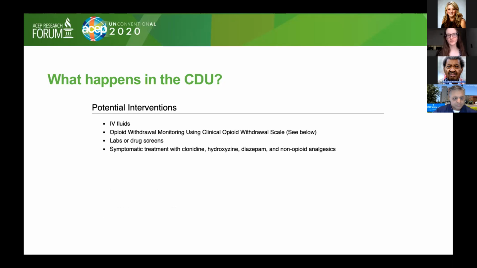So what can we do for patients with opioid use disorder in the CDU? One of the main things we can do is track the progression of their withdrawal using the Clinical Opioid Withdrawal Scale, the COW score, for those of you who aren't familiar. There is decided benefit to delaying the initiation of Suboxone until the onset of objectively evidenced signs of withdrawal, so as not to precipitate withdrawal in a patient who hasn't already crossed that threshold. They could also receive any necessary lab or drug screening, and then most importantly, and I think this goes a long way in establishing that warm handoff model, they could receive symptomatic treatment during the initial phases of their withdrawal.